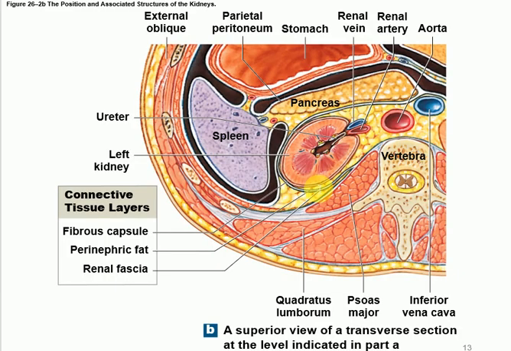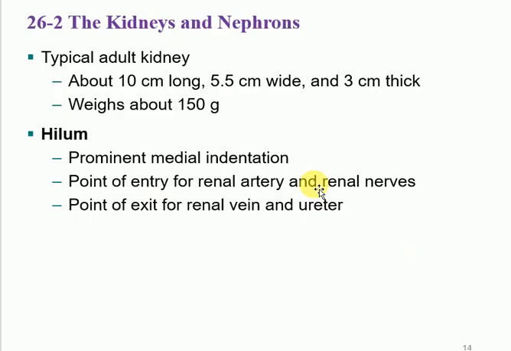So if you look at this picture here, this is the kidney itself. Look at this brown here. This is the brown, the fibrous capsule. Outside of it, do you see yellow and then another layer? The yellow is the perinephric fat, and the outer one is renal fascia.